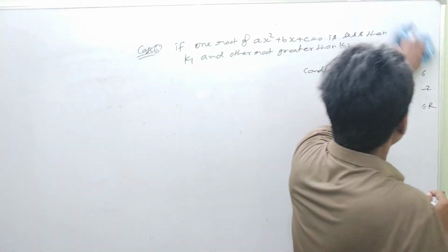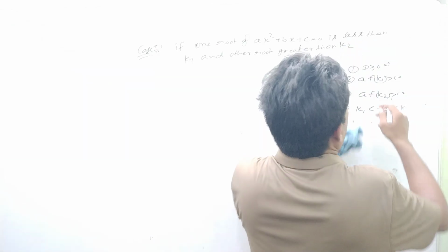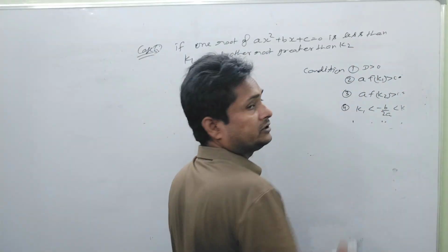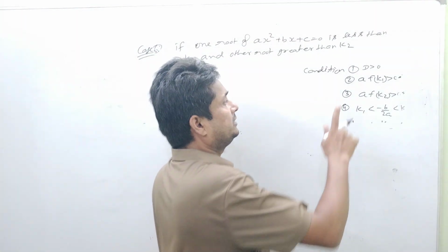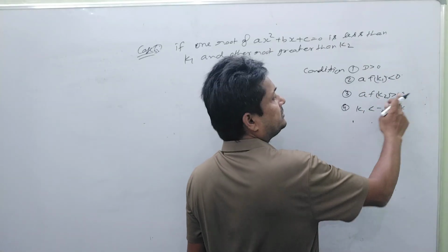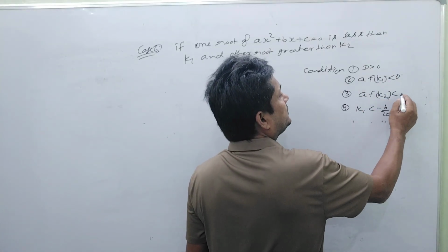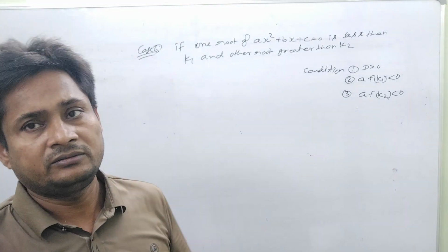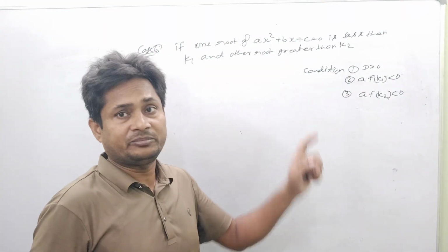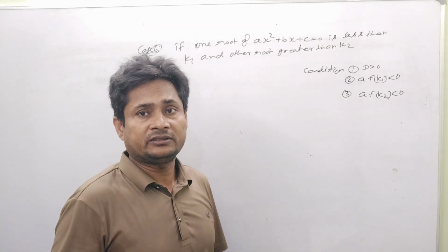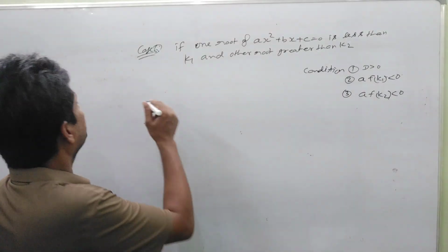In this case, D was greater than 0. First condition was D greater than 0 and af(k1) was what? Af(k1) was less than 0. Af(k2) was less than 0. So in this case, these 3 conditions we have already applied. Solve these 3 conditions and take intersection. That will be our answer.